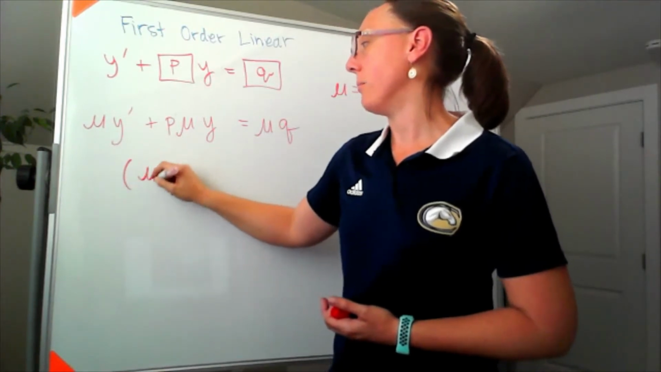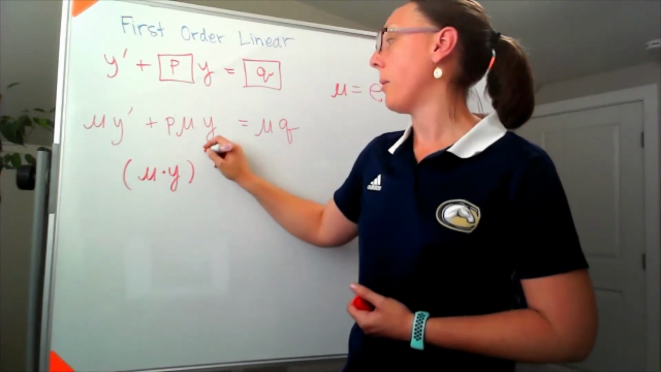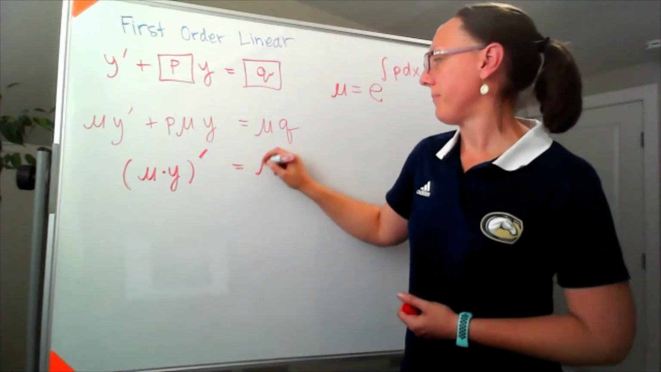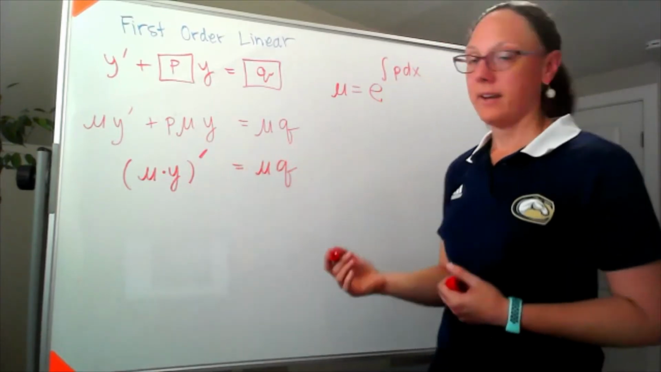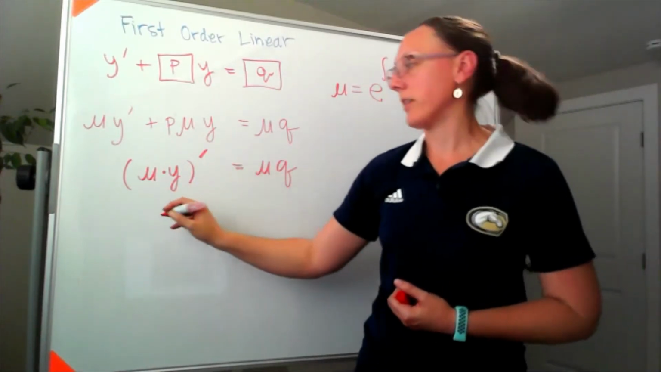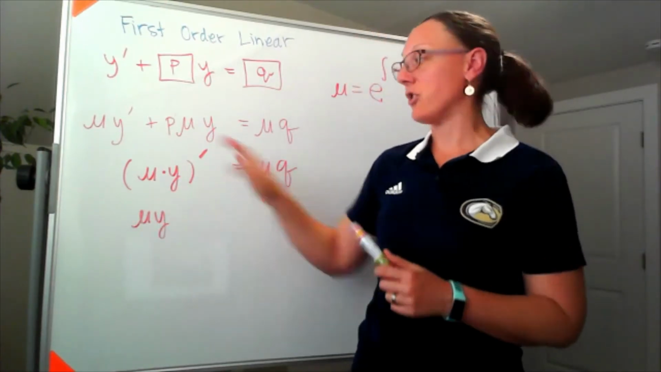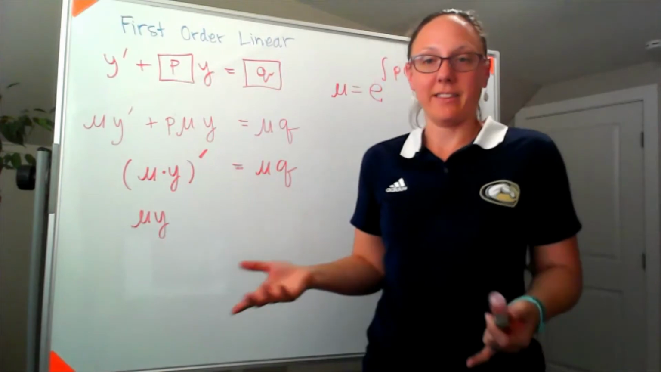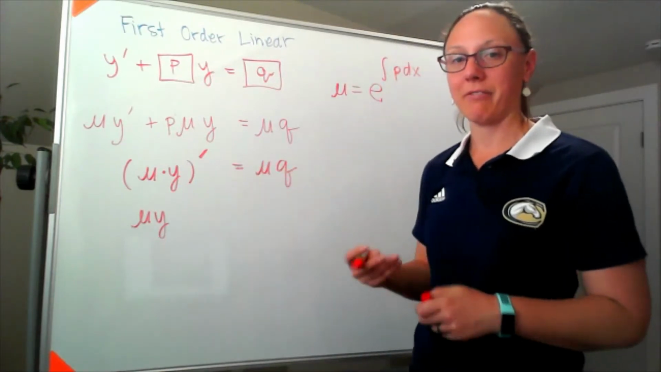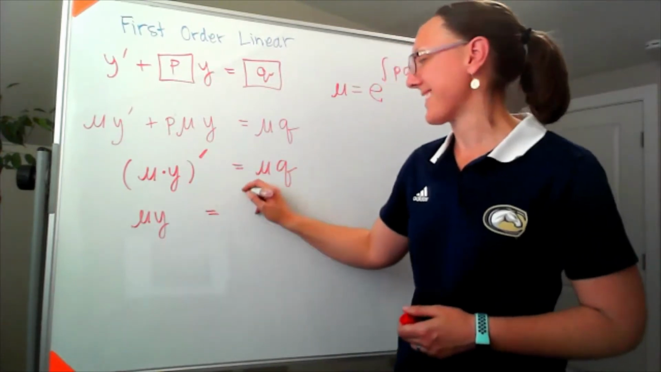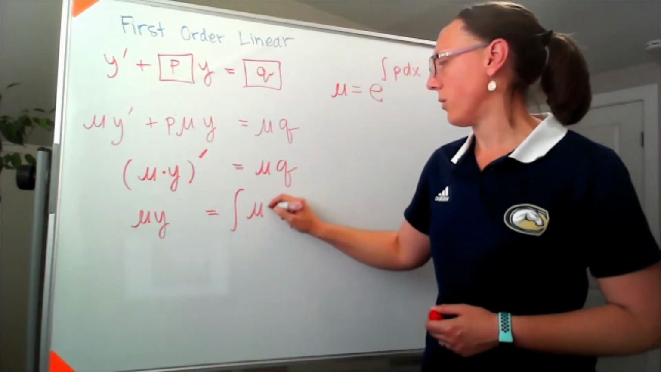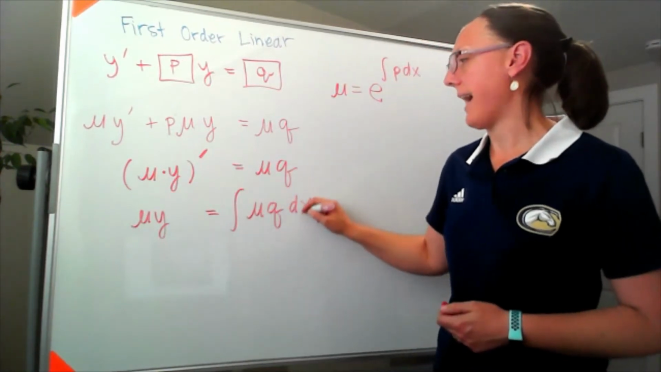Now the result here should each and every time be a product rule, meaning we can combine this together to say mu times y prime. Next step, I'm going to undo that product rule. And since I had a derivative over here and I sort of undid the derivative, that means over here I'm going to find the antiderivative, or write this as the integral of mu times q dx.